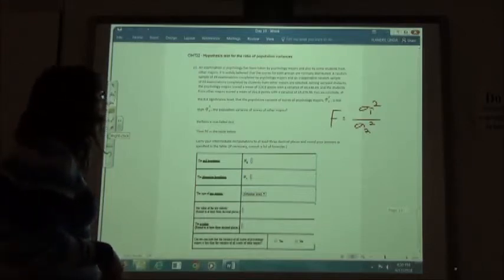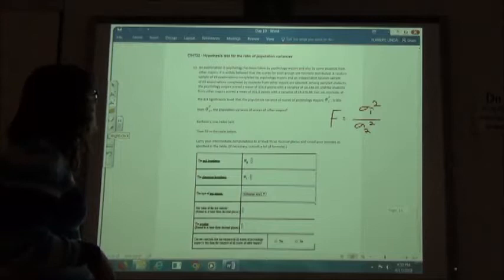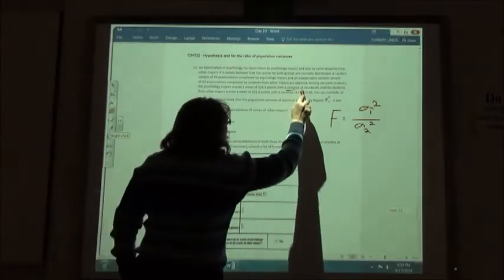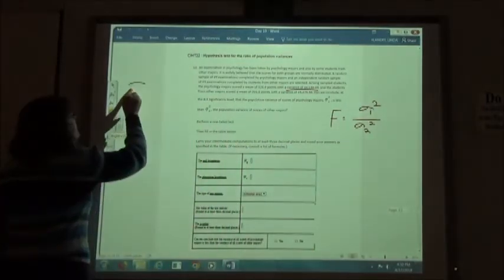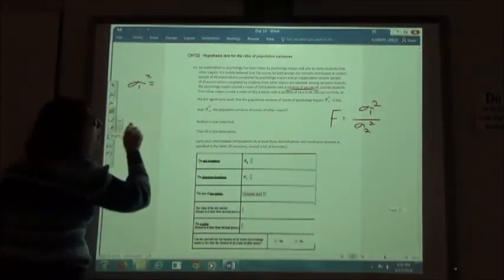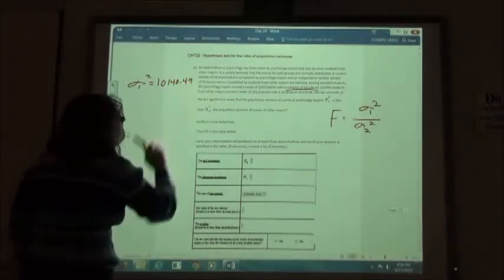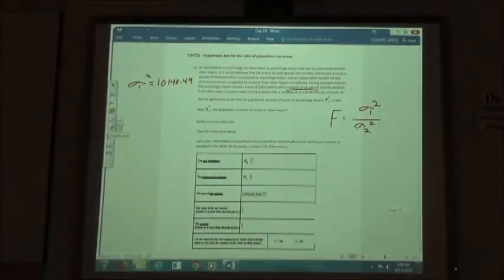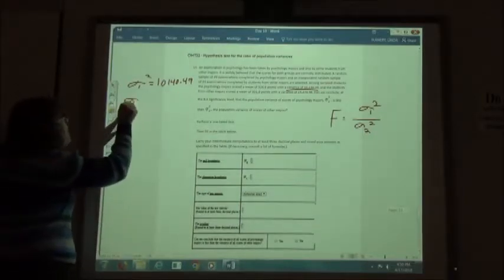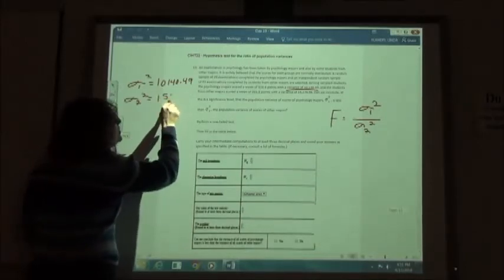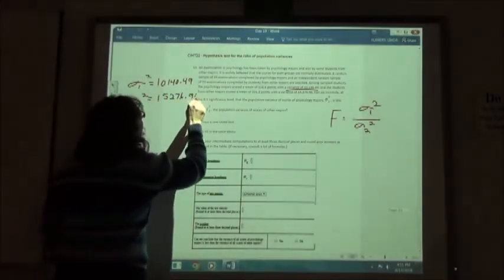Among the sample students, the psychology major scored a mean of 526.6 with the important number, the variance, of 10,140.49. And the students from the other major scored a mean of 501.5 with a variance of 15,276.96.